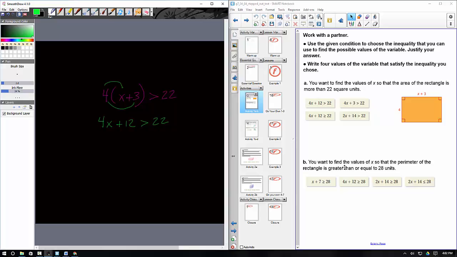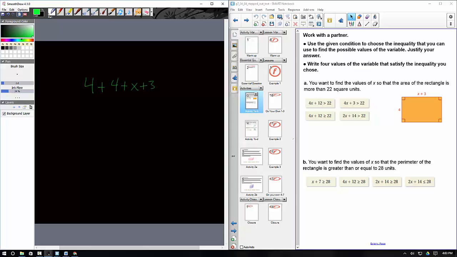You want to find the values of x so that the perimeter of the rectangle is greater than or equal to 28. Let's draw this one out. Now this is perimeter, not area. So we're going to say 4 plus 4 plus x plus 3 plus x plus 3, and then it's going to be greater than or equal to 28.